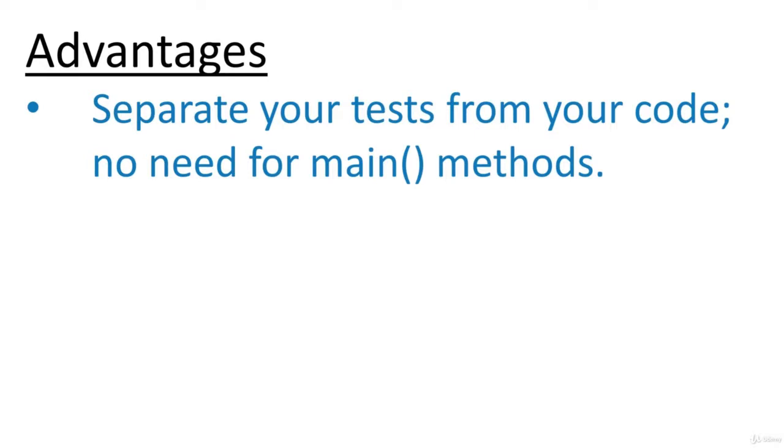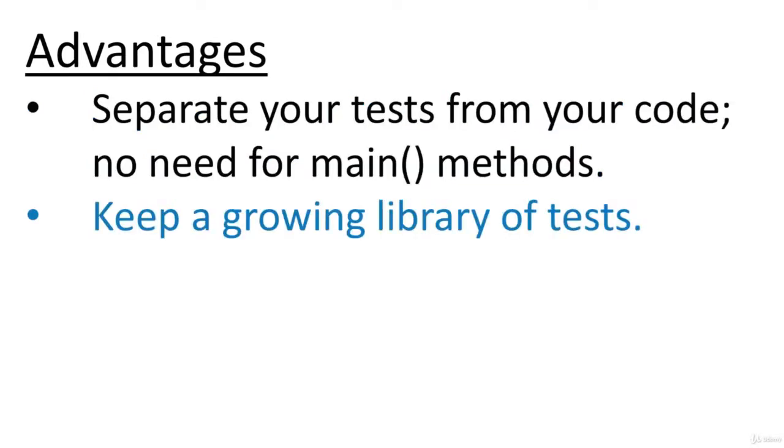Here are some of the key advantages of using JUnit. You don't have to intermingle your test code with your development code. You can keep these completely separate. Also, you don't need to write main methods to run your tests. A huge advantage of JUnit is the growing library of tests you create. You keep your old tests, and they become an important part of the project.